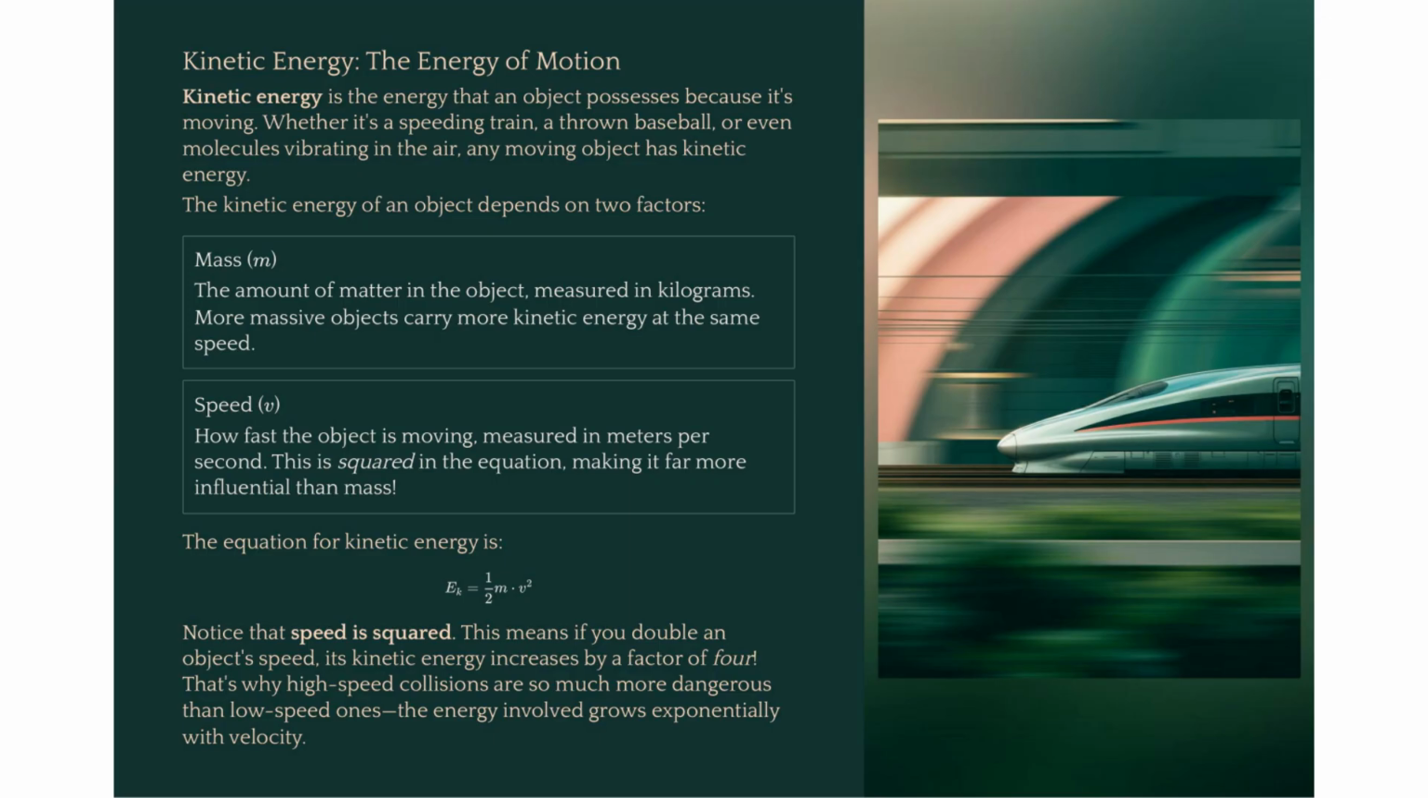Now for kinetic energy, Ek, the energy of motion. If you want to calculate how much kinetic energy something has, you use the equation half mv squared. Notice that the velocity, or speed, is squared. This means that if you double an object's speed, you actually quadruple its kinetic energy. This is why driving a car just a little bit faster makes the stopping distance dramatically longer. The car has much more energy to dissipate.